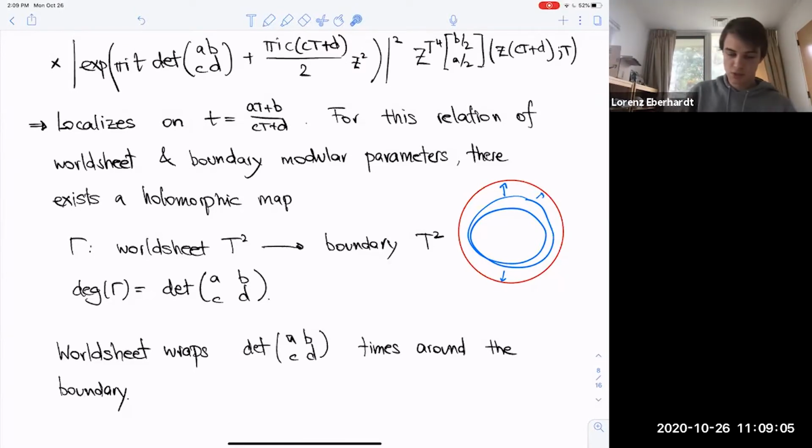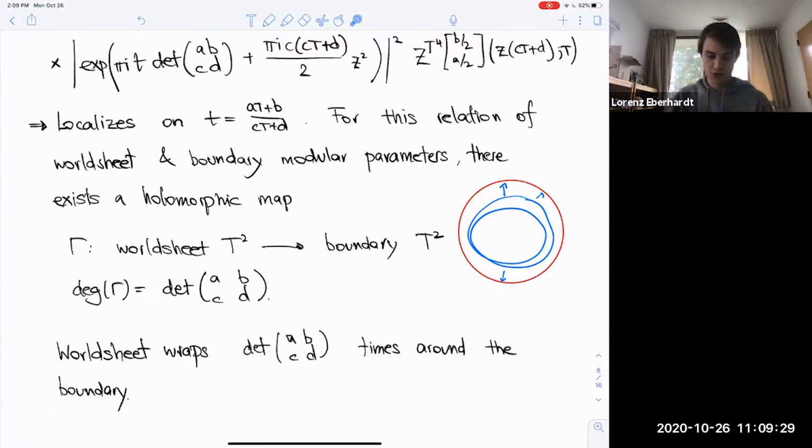Yeah, and the existence of this covering imposes a restriction on the moduli, which is exactly this. And for this relation, this covering has a certain degree. The degree is just how many pre-images some point has. So in this case, the degree would be 2 because 2 points are mapped to 1. And the degree turns out to be this determinant, which also appeared in the partition function.